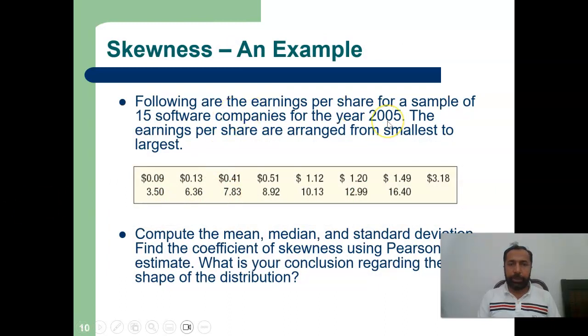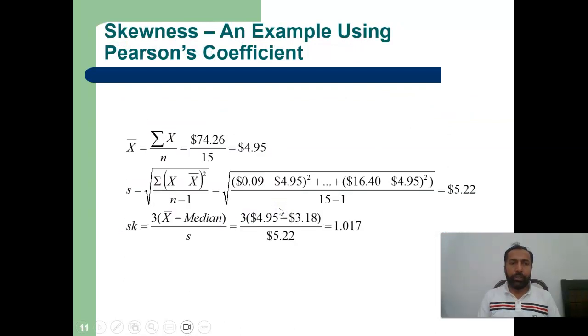Now this is an example of earnings per share for a sample of 15 software companies. This is their EPS. We shall do these calculations on the earnings per share. You know that net income divided by total shares outstanding is earnings per share. So software companies earned these values. When we put in their data, first of all we will calculate the mean, because to find the skewness we must know the mean. So we are adding up the earnings per share of all 15 companies and dividing by 15. So our mean earnings per share is $4.95.